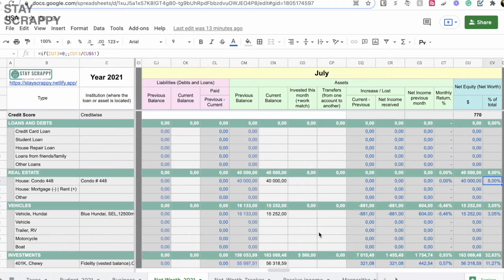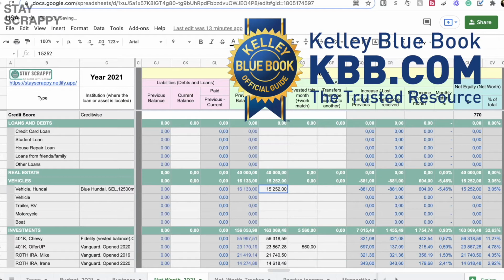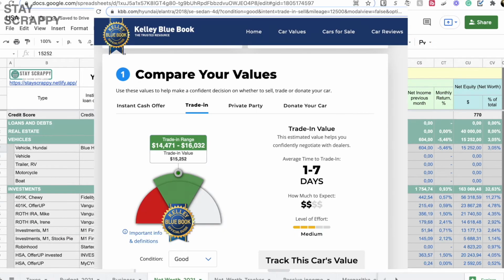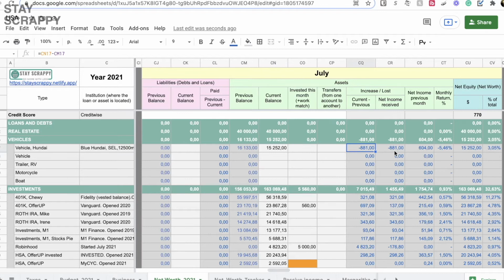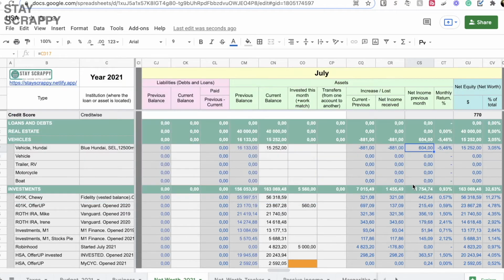The car we own is paid in full and we check its market value on the Kelley Blue Book website. It is a 2018 Hyundai Elantra with about 12,500 miles on it. This month its price dropped about $900 compared to the previous month, but it is still a pretty high price because last year this car cost about $1,200 and in theory today it should cost even less, but today we have inflation so the prices for used cars are insane.